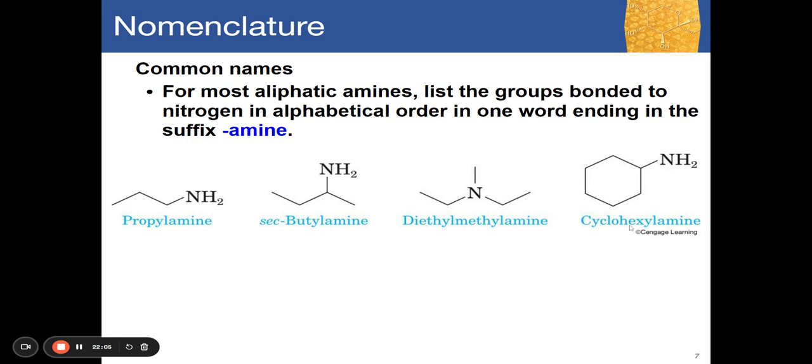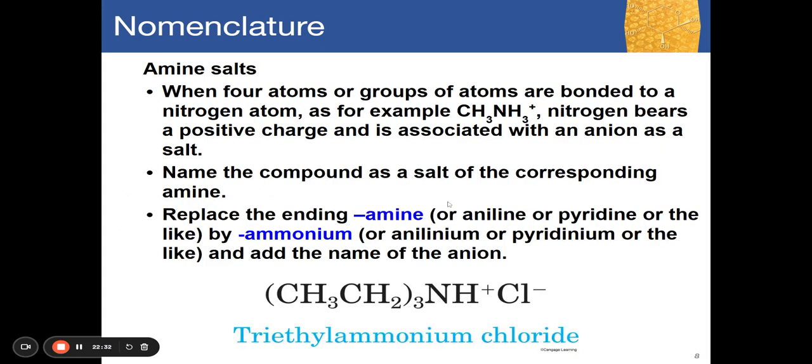For this one, we have a cyclic hexane, or cyclohexane, and an amine group. So this one is cyclohexylamine. If we are going to use the IUPAC naming, this will be cyclohexanamine. But this one is cyclohexylamine. You just list the name of the substituent and then add amine at the end. So that's how you name it in common naming.